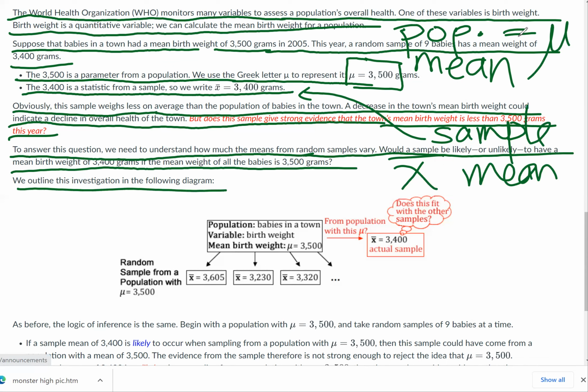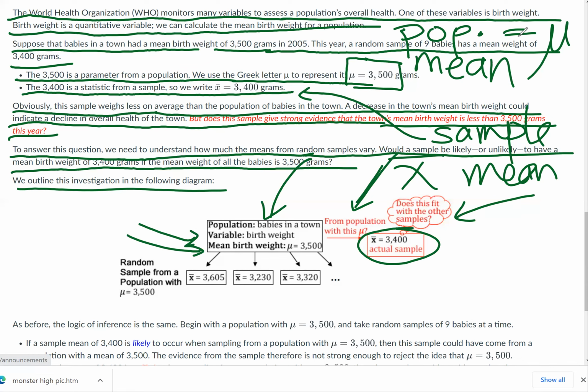We outline this investigation in the following diagram. Okay, so we have a population. The population is babies in a town. The variable is birth weight, and the mean birth weight, mu, is 3,500. Okay, from populations with this mu, we got one actual sample. The sample mean was 3,400. And we're wondering, this is our thought here, does this fit with our other samples?